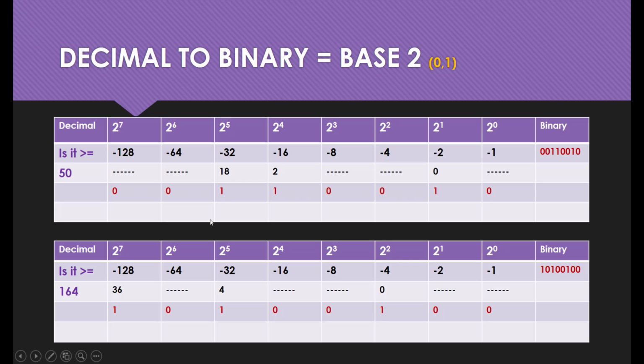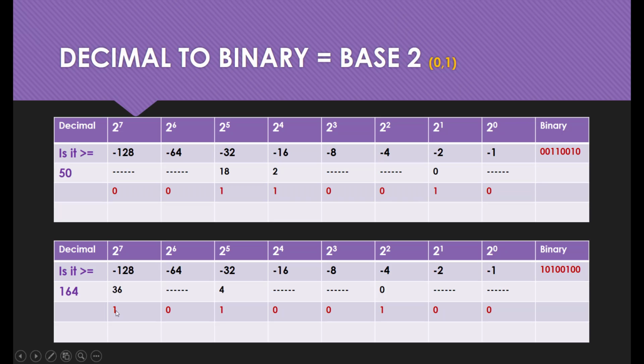So let's try the next one below, and it says we should convert 164, which is a decimal number, to binary, and we'll use the same process. So remember, we'll pass the condition whether it is greater or equals to the number given in the column. So in this case, we'll take 164 and ask is it greater or equals to 128, and we'll say yes, it is actually. So that's why we have 1 here, so it's true.